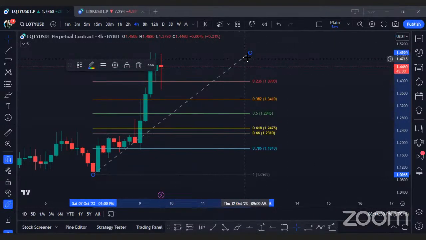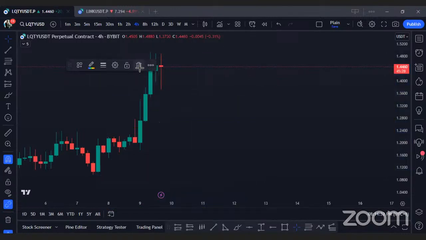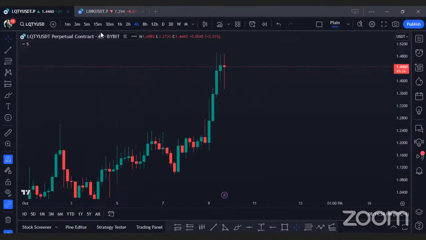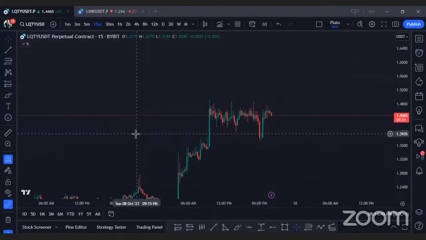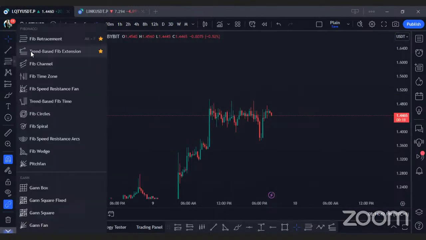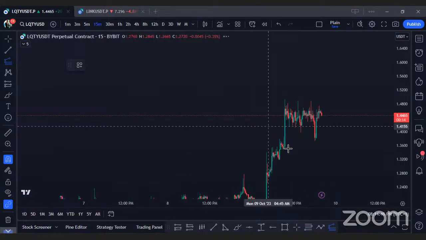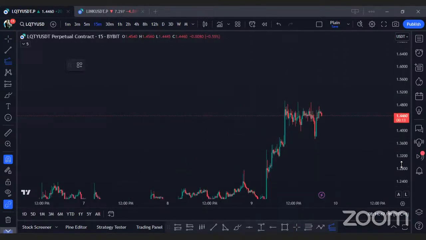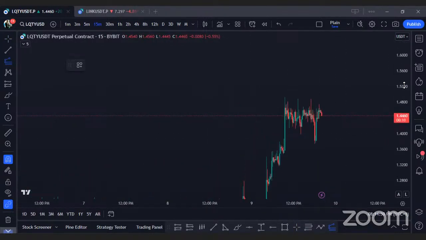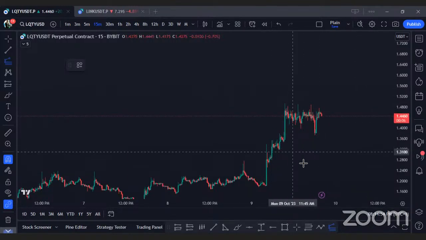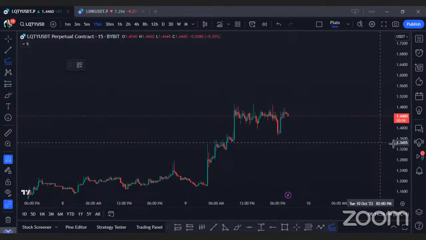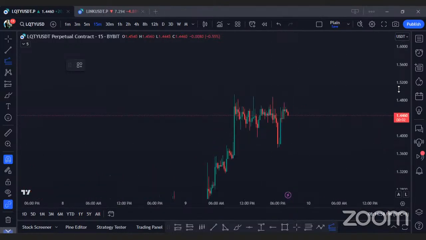All right, looking at this token, what I wanted to do is look for a quick scalp opportunity. I'll go to the 15 minutes time frame. And the fib tool that I love using most of the time is this one called the trend-based Fibonacci extension level, right? Because as I said earlier, I was looking at this chart and it was not giving me clear levels where I can actually say, okay, this is where I want to short or this is where I want to long.